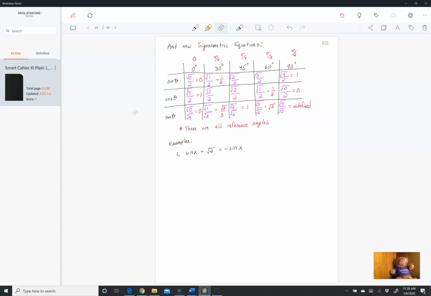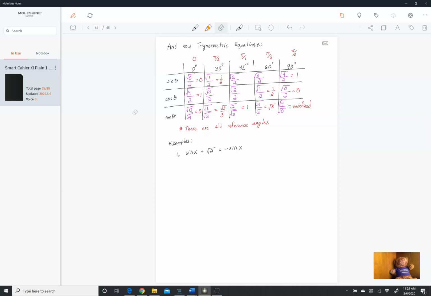Okay, and I want you to remember that, and we talked about this a lot, there's not only one angle where the sine is 1/2, right? 30 degrees, the sine is 1/2, but there are other angles that have a sine of 1/2. Specifically, the sine of 150 degrees is 1/2 because the reference angle for 150 degrees is 30 degrees. So we're going to find all of the angles for which the equation holds true.